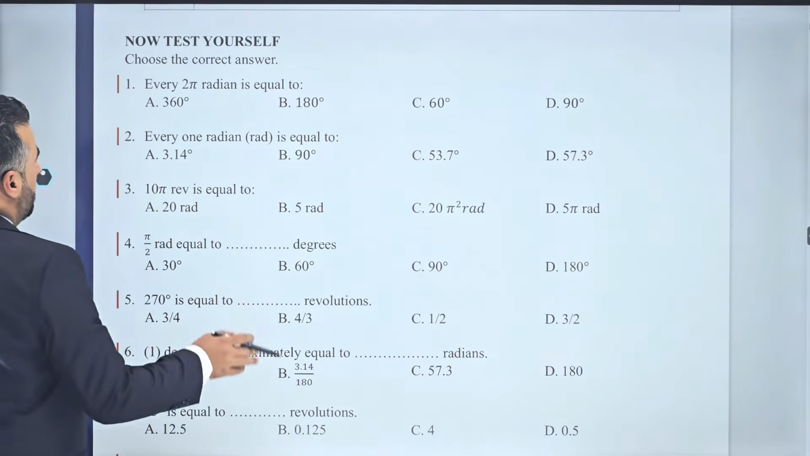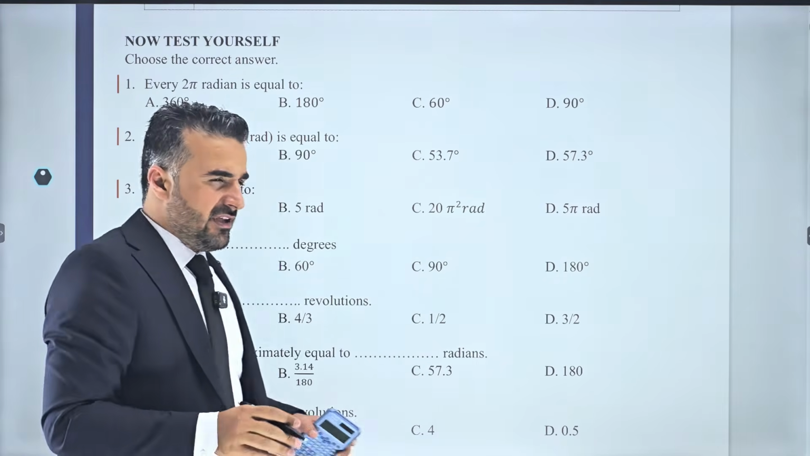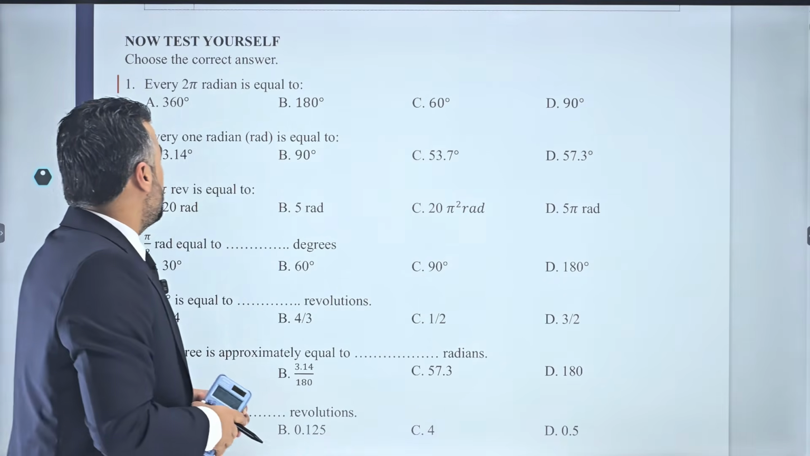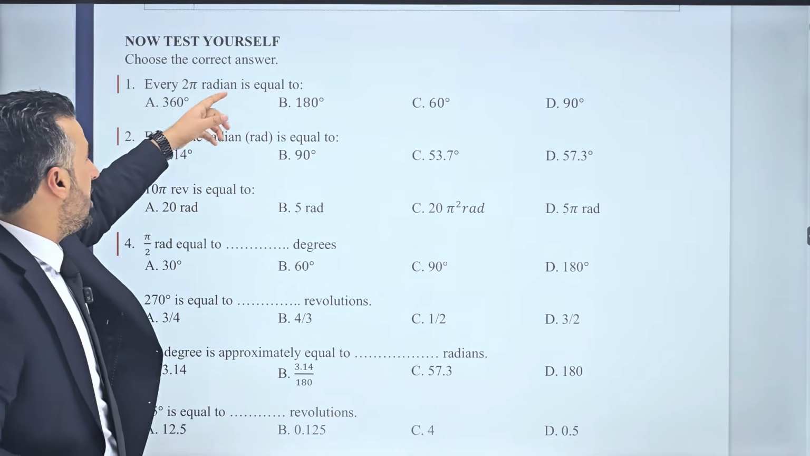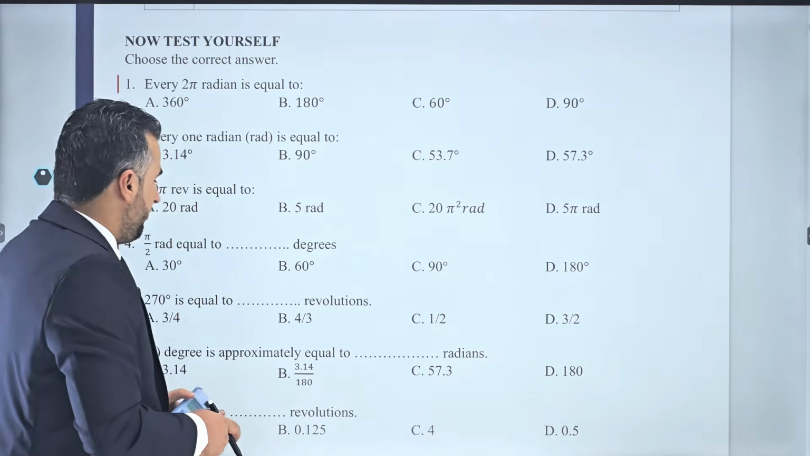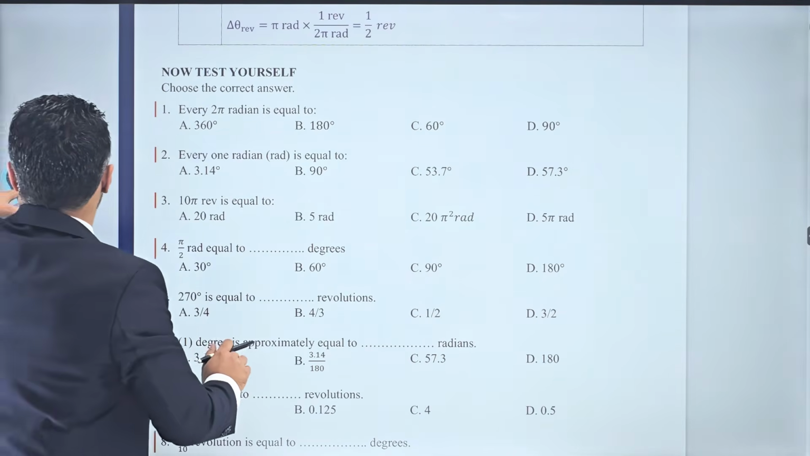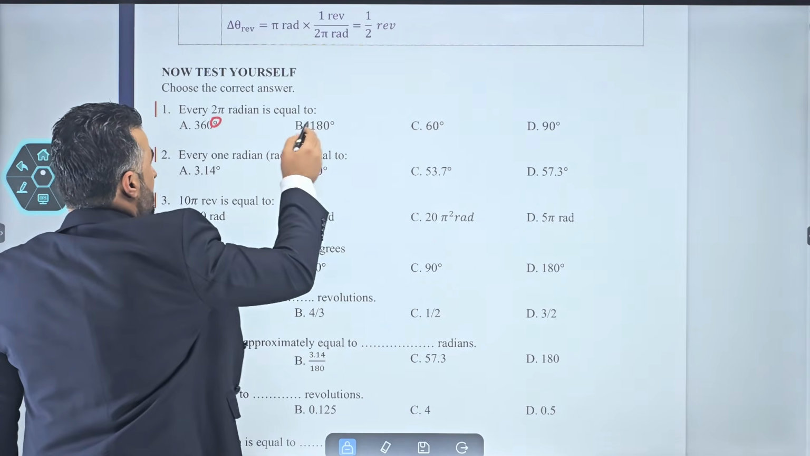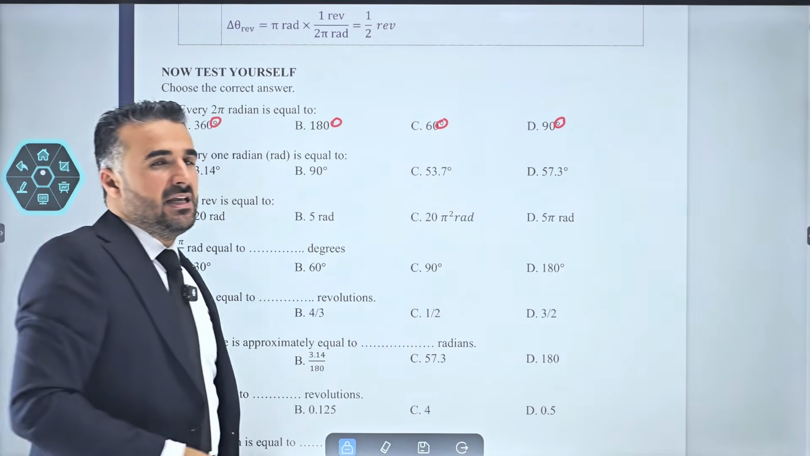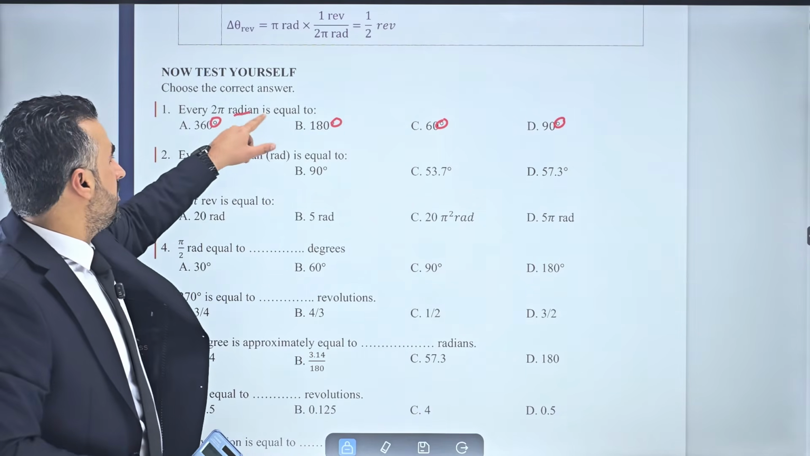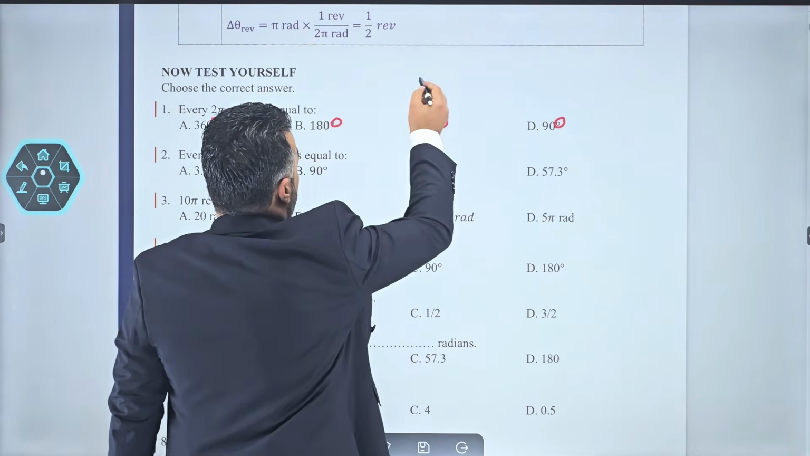Okay, so it says choose the correct answer. Every 2 pi radian is equal to. Have you noticed this or not? It says 2 pi radian is equal to. They don't ask you to convert 2 pi radian into something, but if you have noticed the choices here, you can clearly see that all the choices are in degrees. Isn't that an indication telling you to convert radian to degrees? Yes, well done, and that is correct. So let's just see how we can do that.